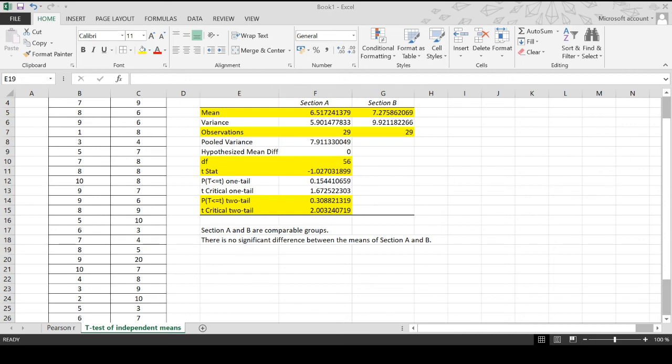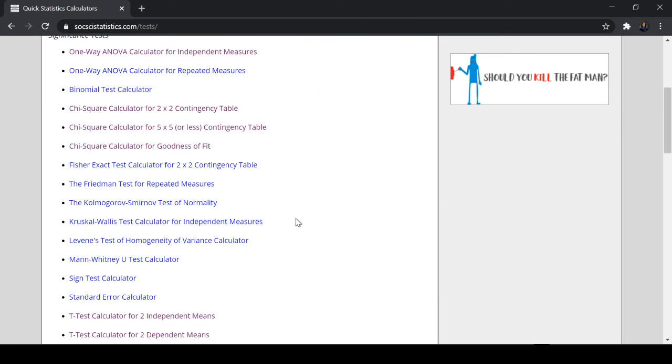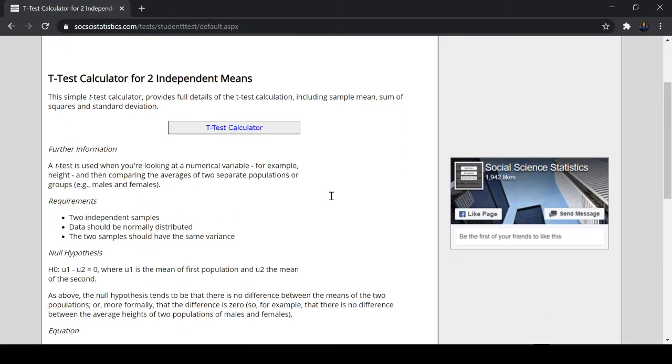Okay, so let me just open the statistical website that we have. Okay, so we have Social Science Statistics, and let's have calculators. So just click on calculators. Then you look for t-test. Okay, so we have the t-test for two independent means and t-test for dependent means. Of course, we are going to use two independent means.